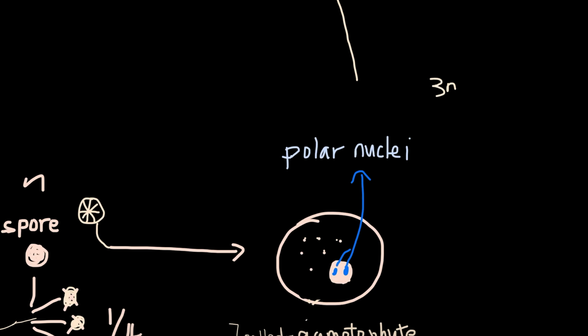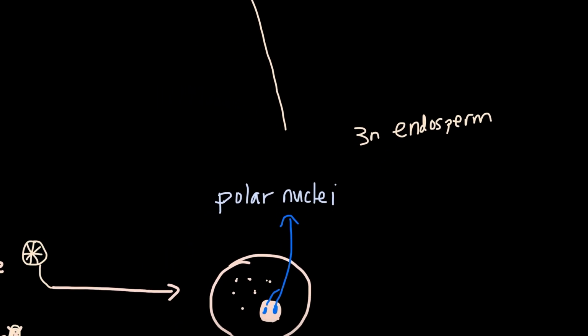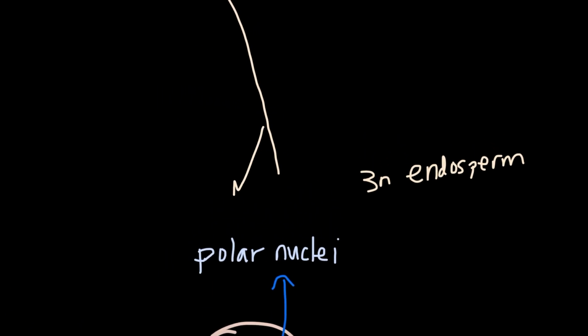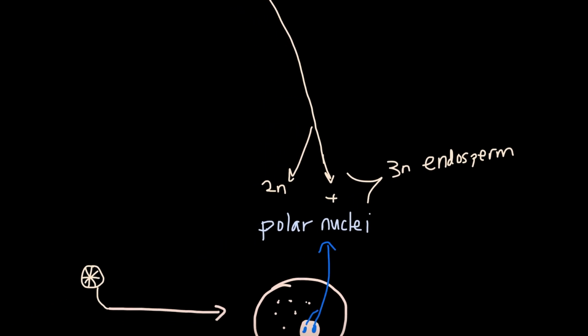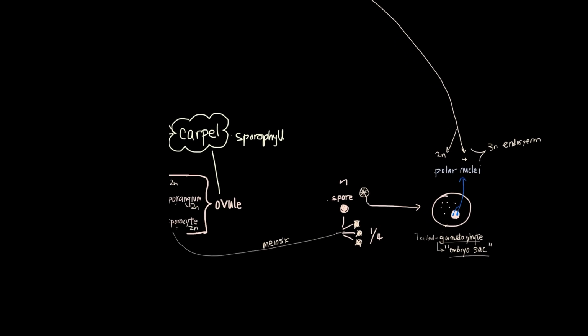So the triploid cell will later become a triploid endosperm, a tissue that's rich in nutrients and nourishes the developing embryo. So one sperm fertilizes the egg to make a zygote, the other one fuses with the polar nuclei to make a triploid cell, the endosperm, that becomes a really important tissue in developing the seed for nutrients.